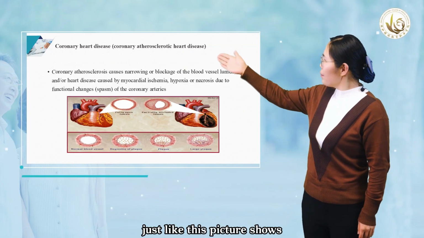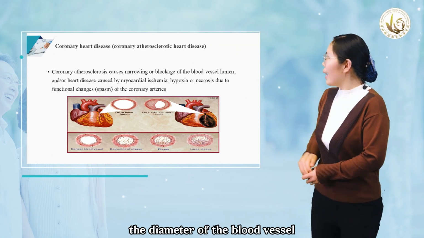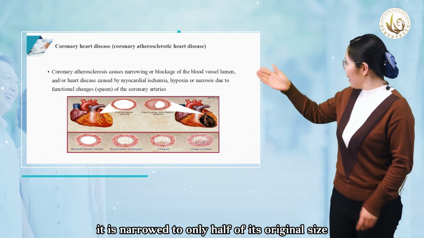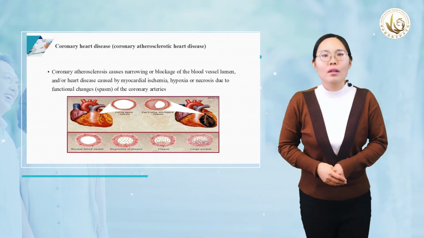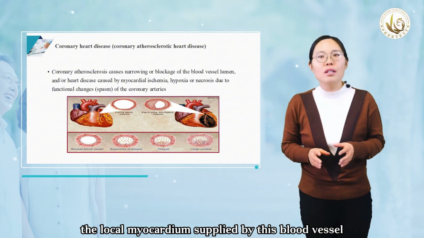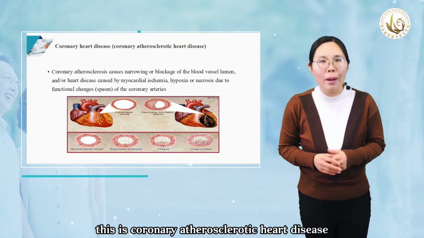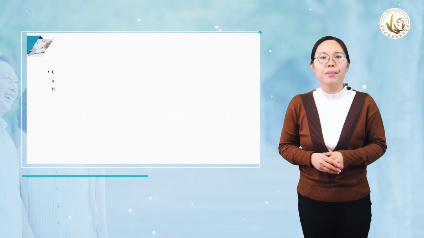just like this picture shows, the diameter of the blood vessel was originally this wide, and now it is narrowed to only half of its original size. The local myocardium supplied by this blood vessel will experience ischemia and hypoxia. This is coronary atherosclerotic heart disease.